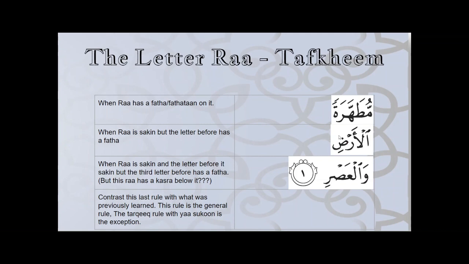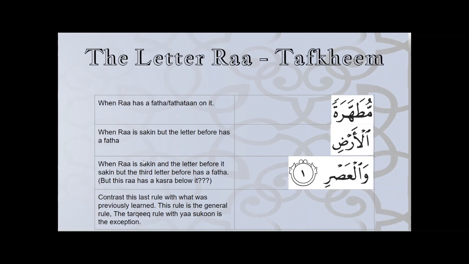The second example that you see on your screen is when the ra is sakin, but the letter before it has a fatha. This is al-ardi. Now, because the ra has a sukoon, but the letter before it has a fatha, this sakin ra will be pronounced heavy. This is ra, al.